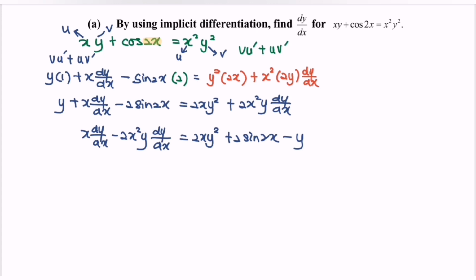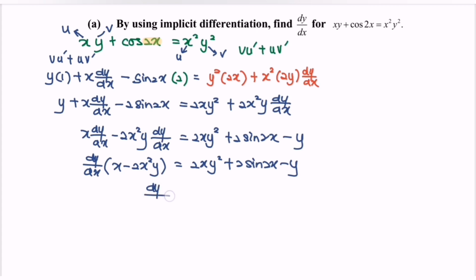So factor the situation where we have dy/dx multiplied with (x - 2x² y) = 2xy² + 2 sine 2x - y. So finally, dy/dx is equal to (2xy² + 2 sine 2x - y) over (x - 2x² y).